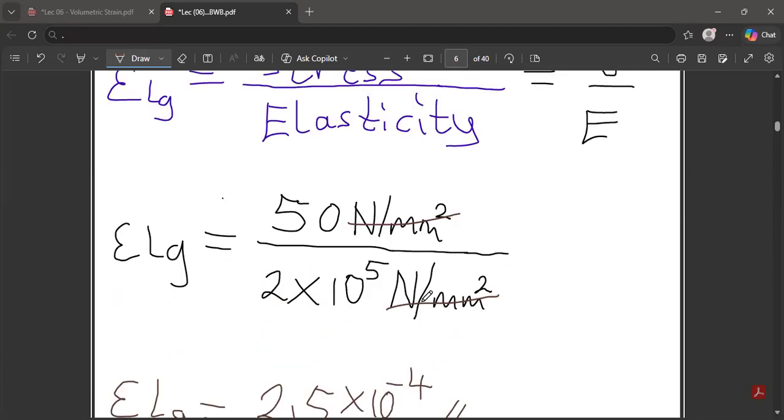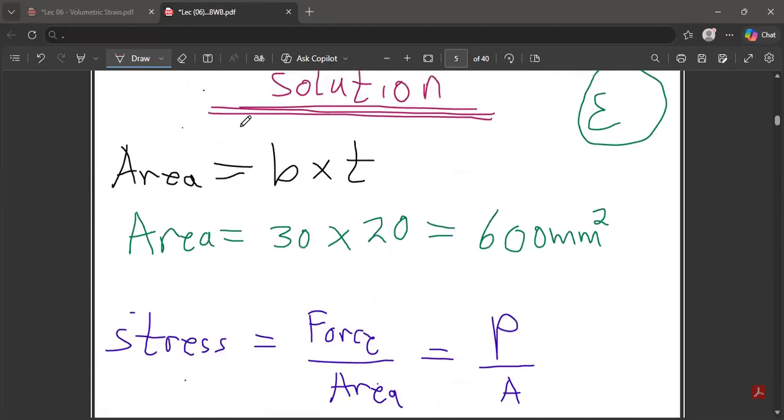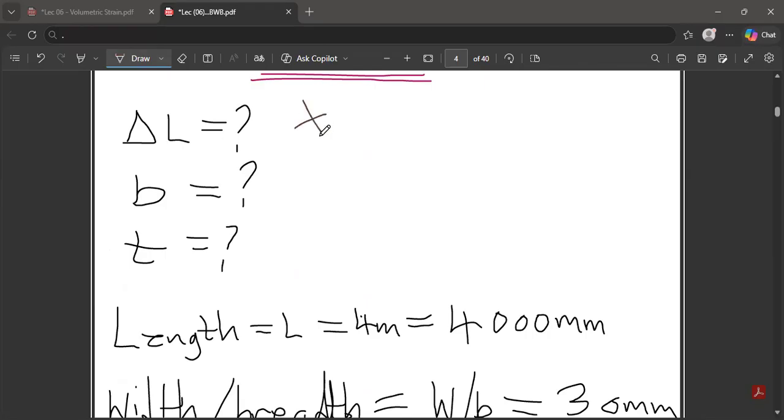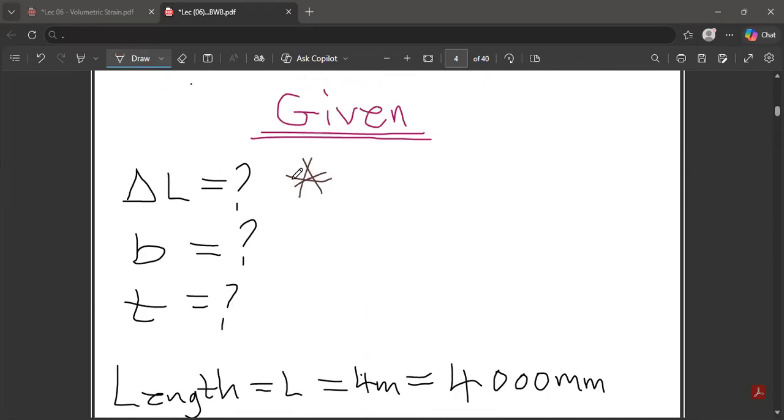So now that we know the longitudinal strain, it is clear that we can now calculate the change in length. So we are now going to look for this one over here, the one I've placed an asterisk behind. We are now going to look for the change in length, as simple as ABC.